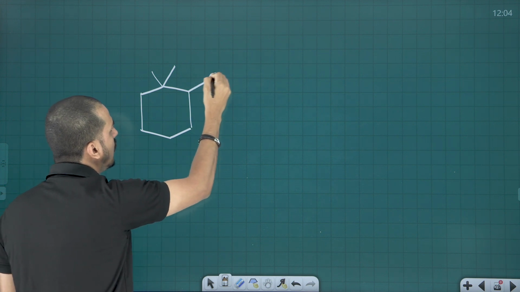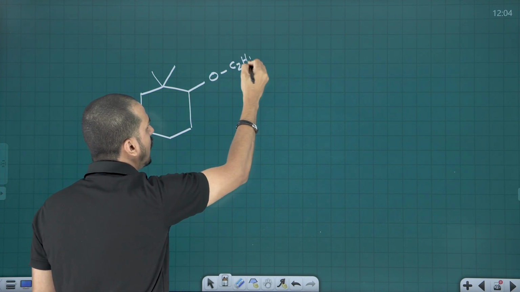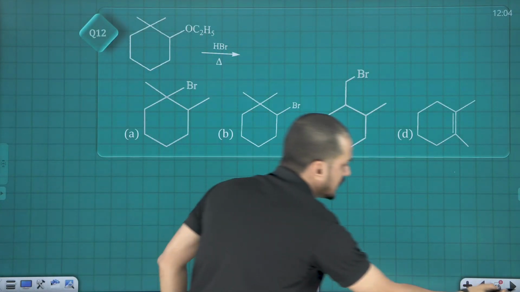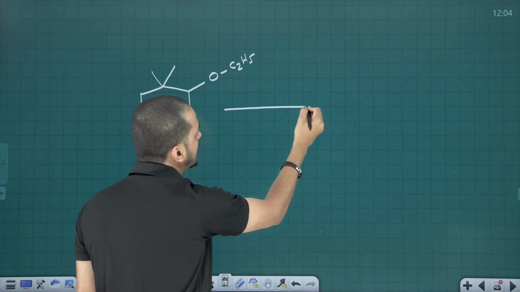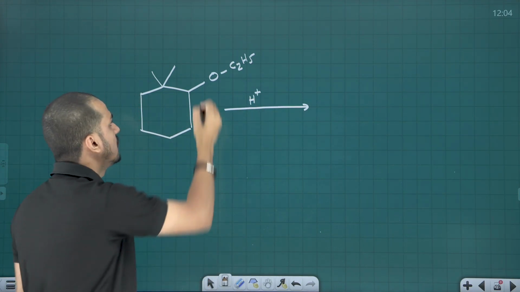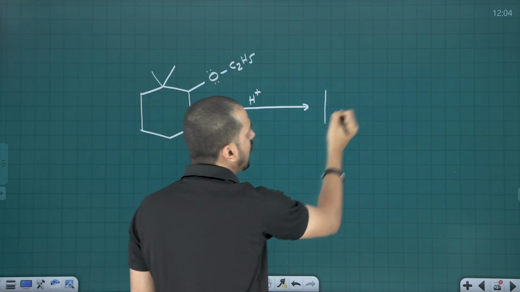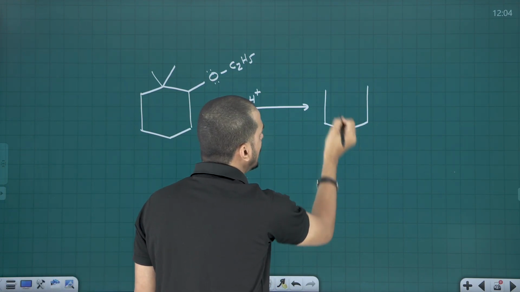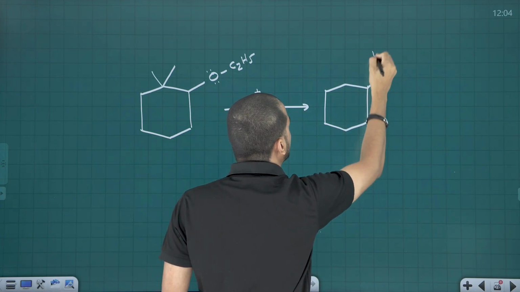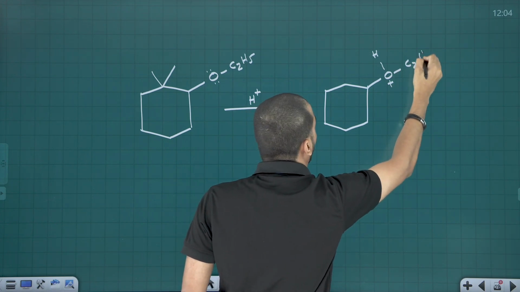Here OC2H5 is there. I am writing it like this. OC2H5 is there, correct? You are treating it with HBr. HBr means first H plus will come, and that H plus will go and attach with oxygen. Now you can see, guys, the H is attaching to the oxygen, so the oxygen becomes positive, with the C2H5.